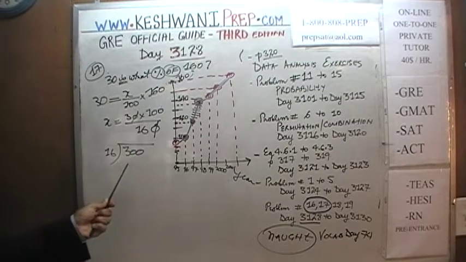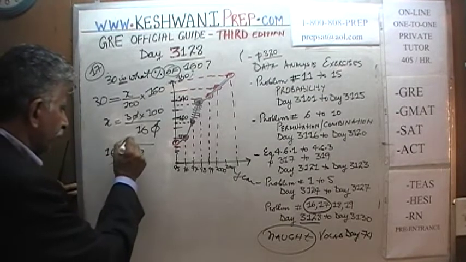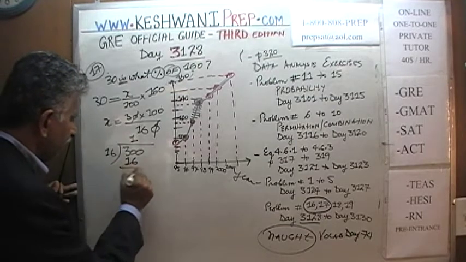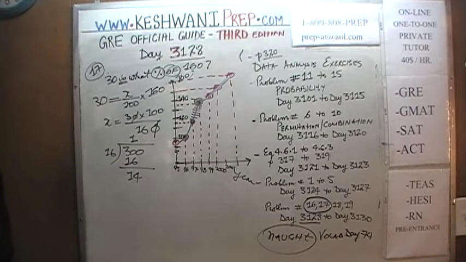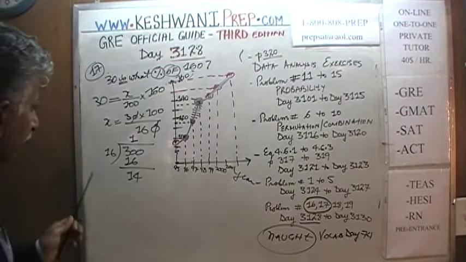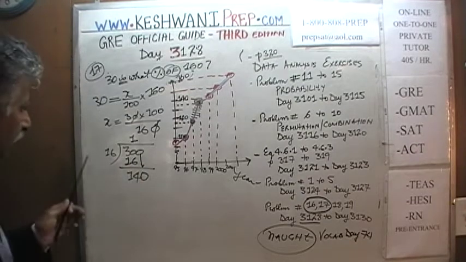We can't go 2 times, because 2 16s are 32. So we have to go 1 time. If you go 1 time, we get 16, and we're going to get a difference of 1. You're going to get 140. Let's bring the 0 down and you get 140.